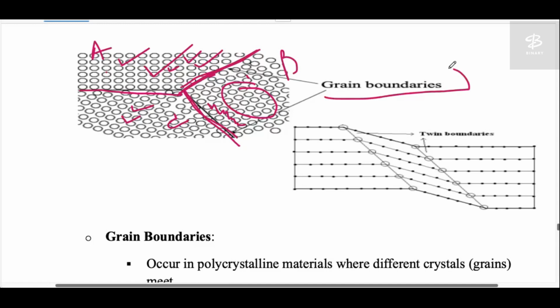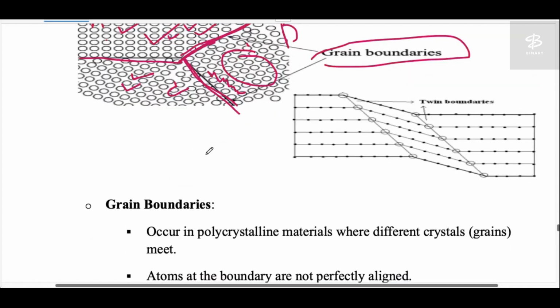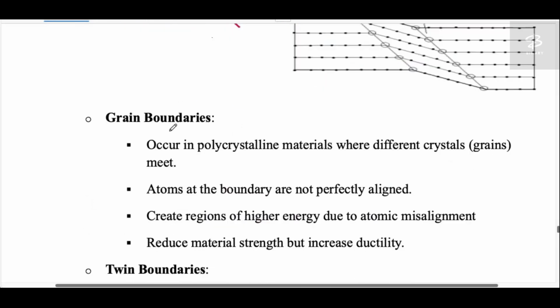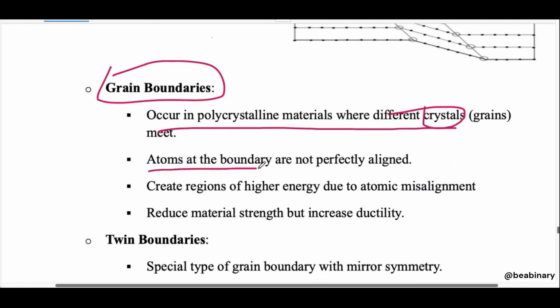If we talk about the surface defects, the first one is the grain boundary defects. Grain boundary defects occur in polycrystalline materials where different crystals, different grains, meet. Atoms at the boundary are not perfectly aligned, as you can see.